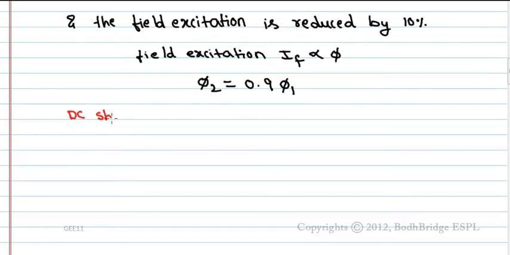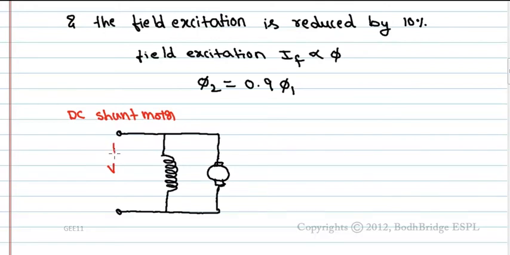The DC shunt motor diagram is as shown below. This is the supply voltage V given as 220 volts. This is the field RF. This is the armature with resistance RA and a back EMF EB. Armature current is IA and field current is IF.